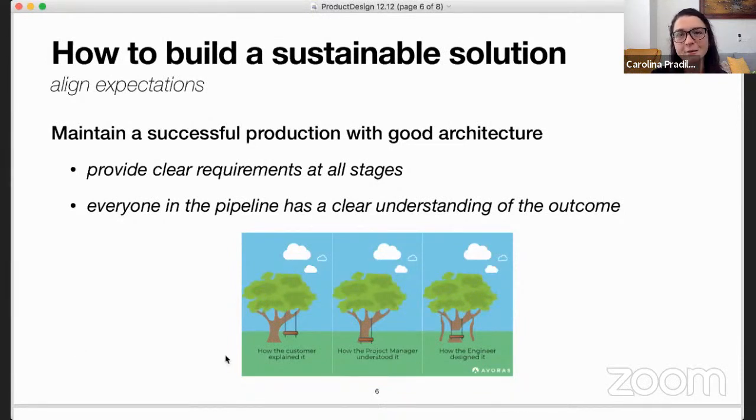And again, this is just another variation of the diagram from the slide before. The customer just wants a very simple swing, and then there's the product manager, how they imagine it, and how the engineer puts it together. So to keep a sustainable, low-cost production line, you really want to make sure everybody understands expectations, and how the product or the desired outcome is going to look. You want to make sure that roadmap is clear all the way through and that the whole team has visibility.